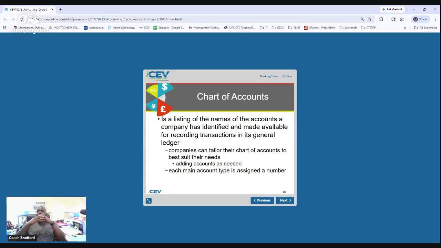Okay? Now, we're introducing a new concept called the chart of accounts. The chart of accounts is a listing of the names of accounts a company has identified and made available for recording transactions. Okay? These accounts are tailored to suit that company's needs. As we talked about earlier, we mentioned in the last video cash. A cash account will record all cash transactions. An inventory account will record all inventory transactions. So what are we saying? Things are going to be categorized based on the needs of the company.